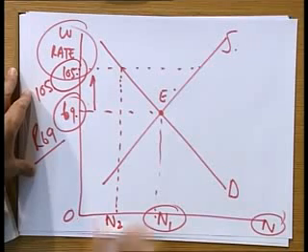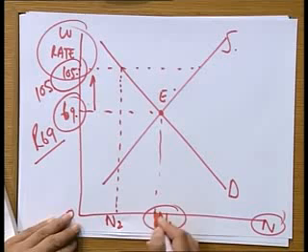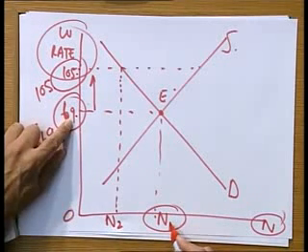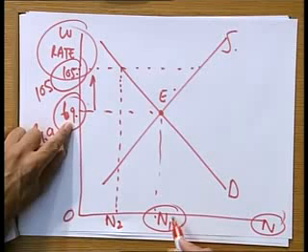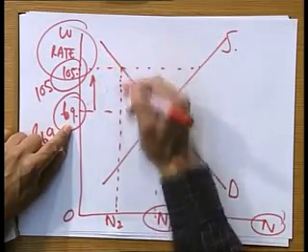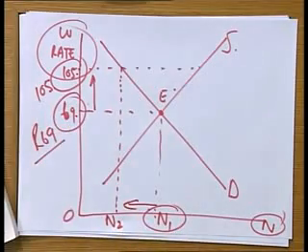So what is happening is that the number of workers being employed will be less, because when the equilibrium wage was 69 Rand, N1 was the number of laborers employed. Now, when the minimum wage increased to 105, employment decreases to N2. So there's less labor employed.